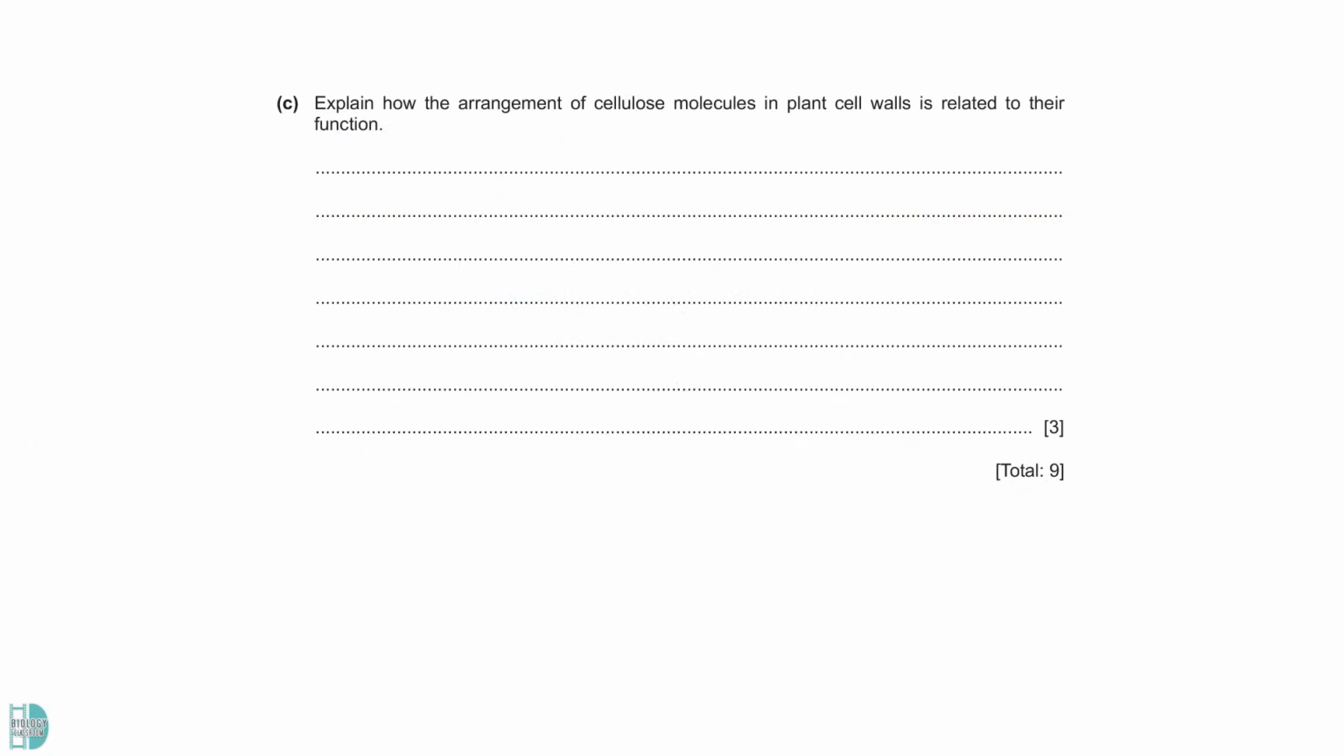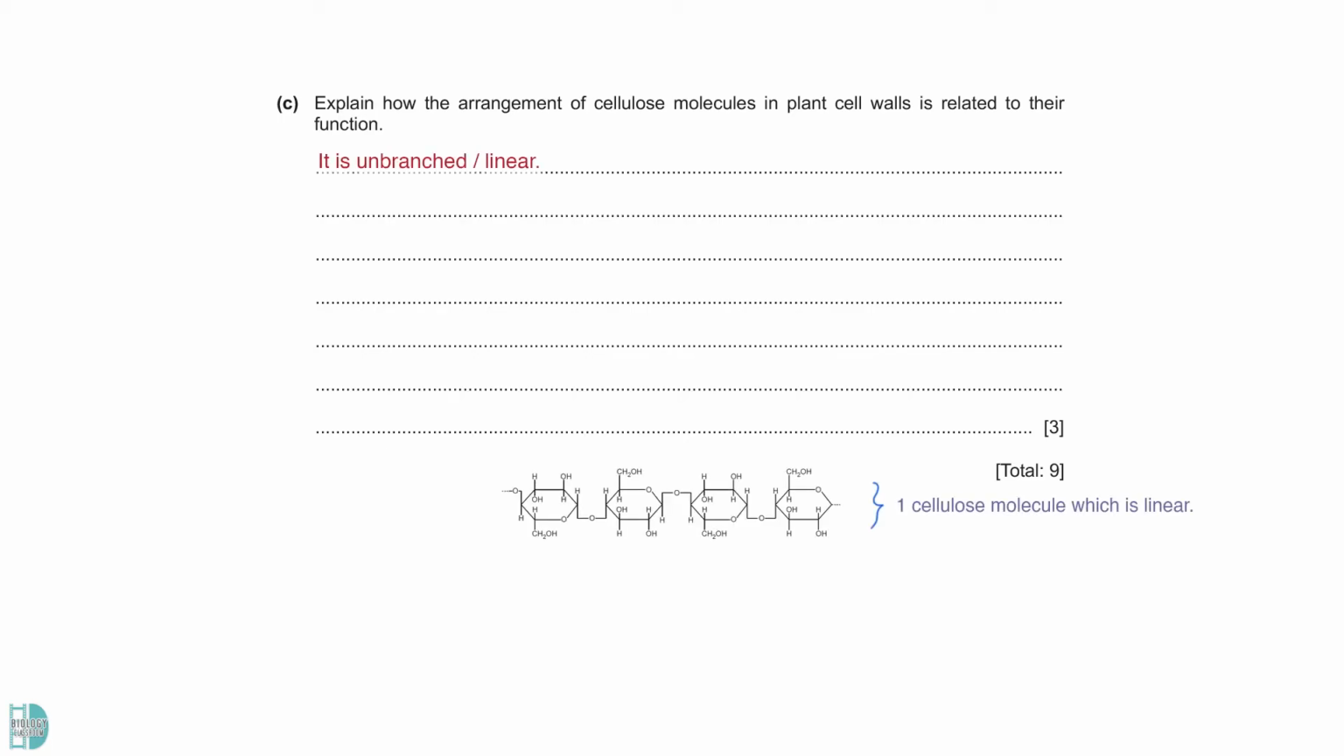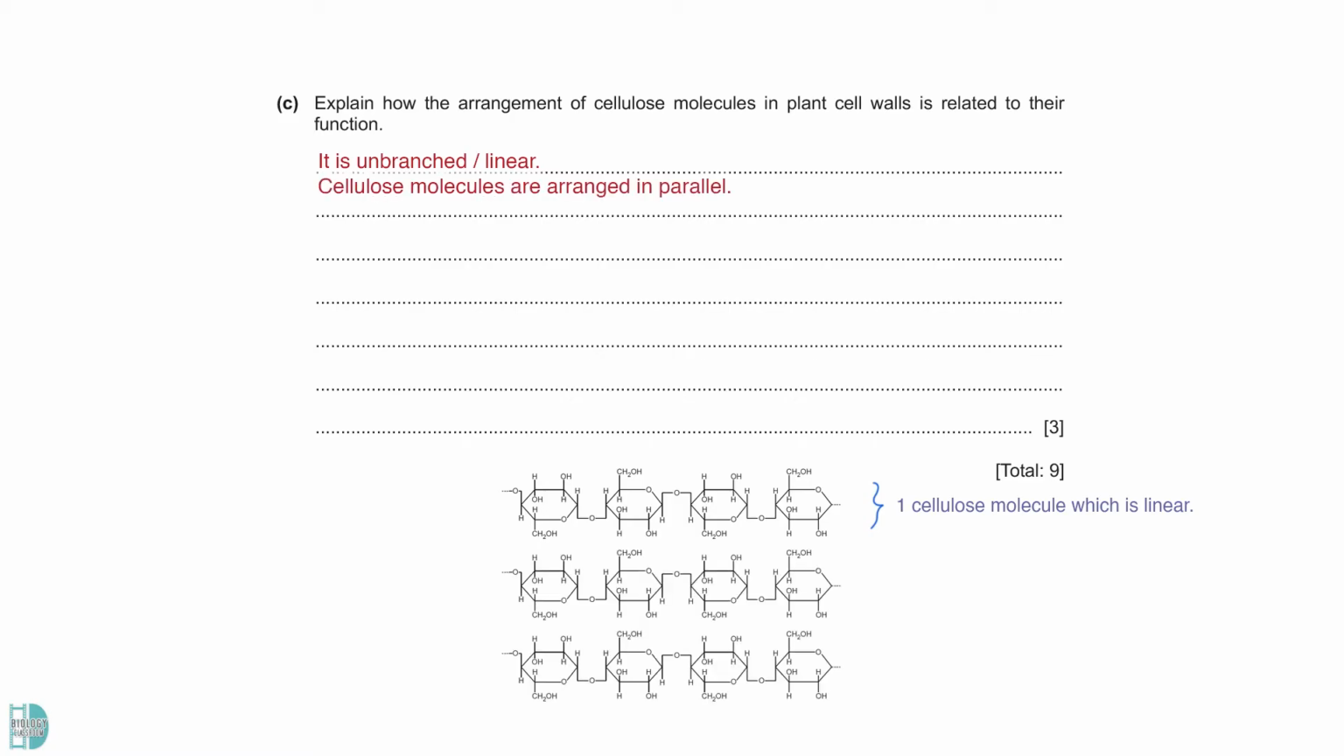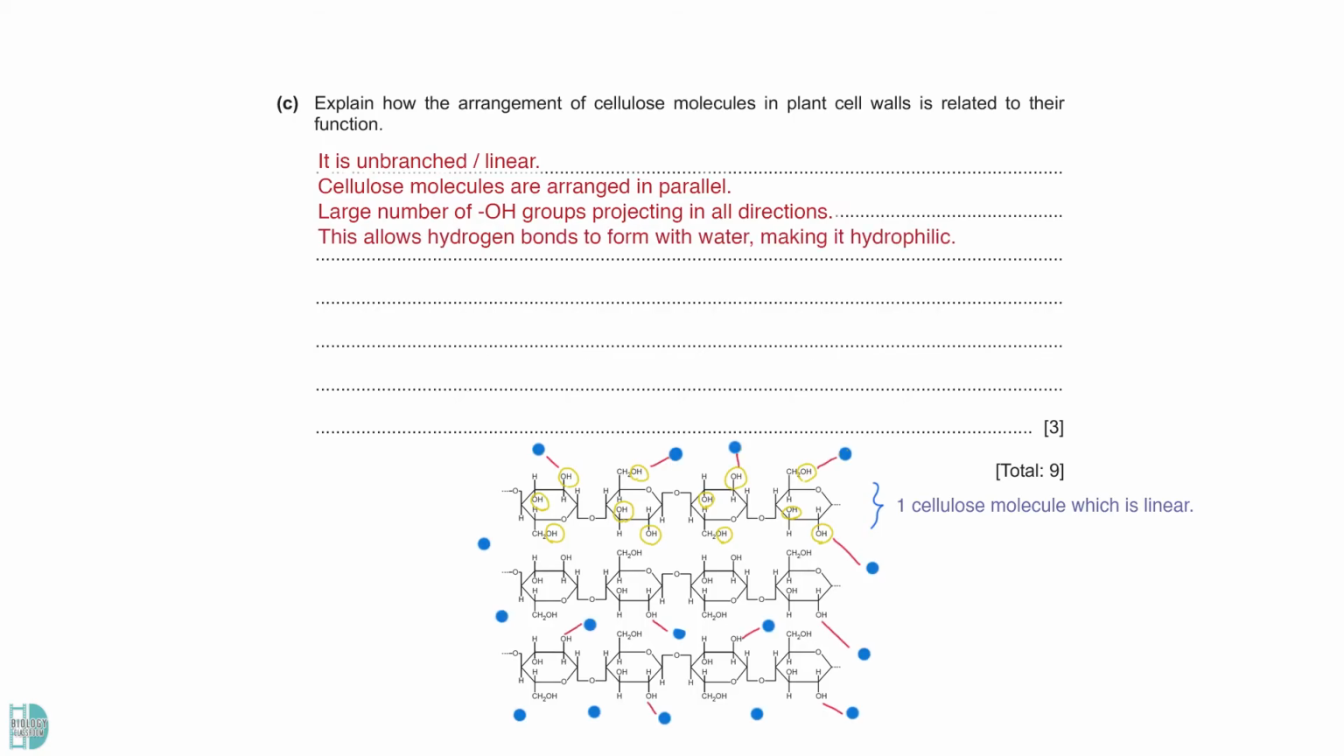C. Explain how the arrangement of cellulose molecules in plant cell walls is related to their function. Cellulose is unbranched and linear. Cellulose molecules are arranged in parallel to each other in the cell wall. Because of this, a large number of OH groups are projecting in all directions. The OH groups allow hydrogen bonds to form with water, making it hydrophilic.